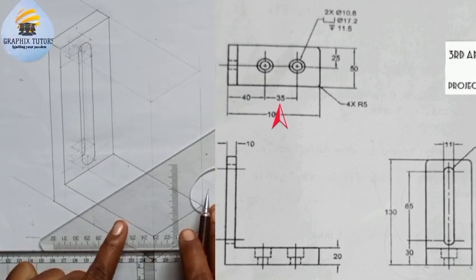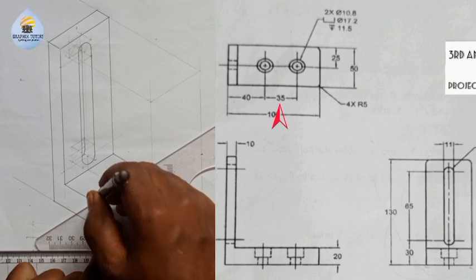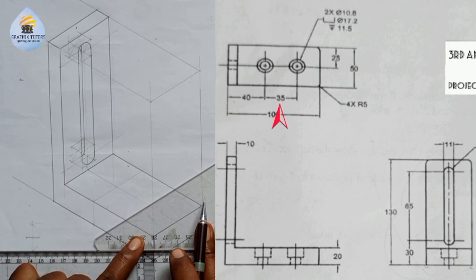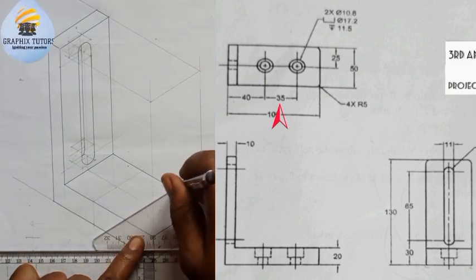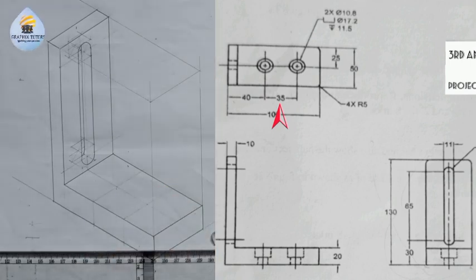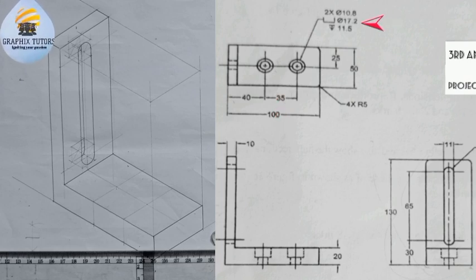So draw a parallel line to this, and also another parallel line to this using your faint line. So these are the two centers of the circle. And the diameter of the circle is given to be 17.2. So half of 17.2 will give us 8.5 approximately, right?